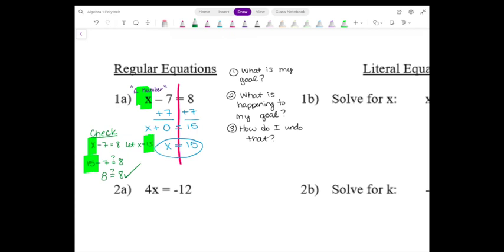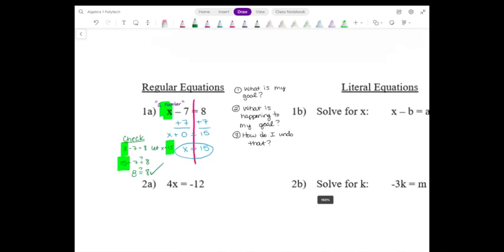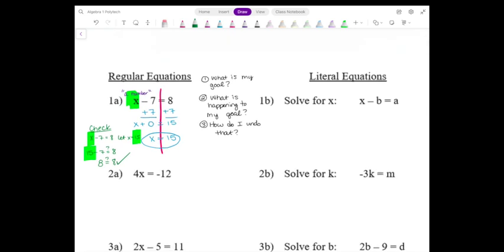Now, this might seem like a little bit extra for this style of problem, but once you start getting into a harder problem, this gets a little bit more useful and seems a little bit less extra. So the same concept happens if I'm doing, quote unquote, a literal equation, right? Only instead of having numbers that I can put together, I have letters that I'm working with. So I look at this and I say, okay, I have x minus b equals a. I want to solve for x. Well, again, I highlight my goal. My goal is to solve for x, just so I know what's happening.